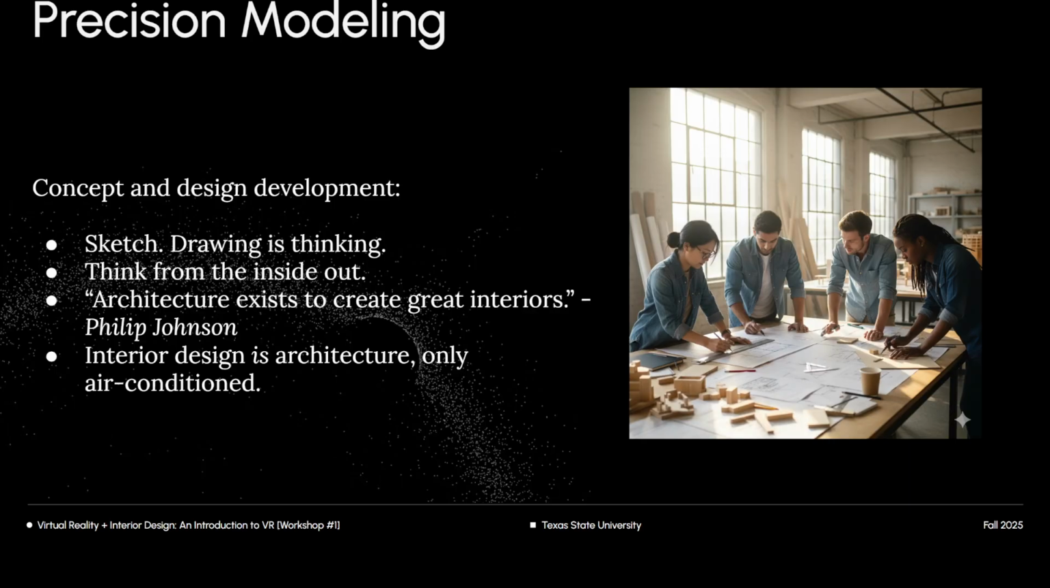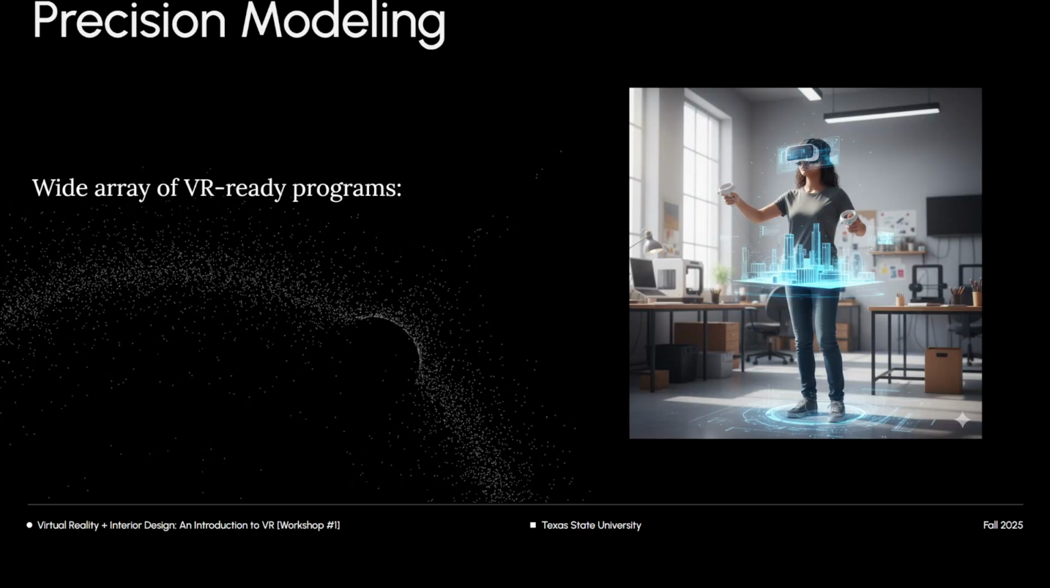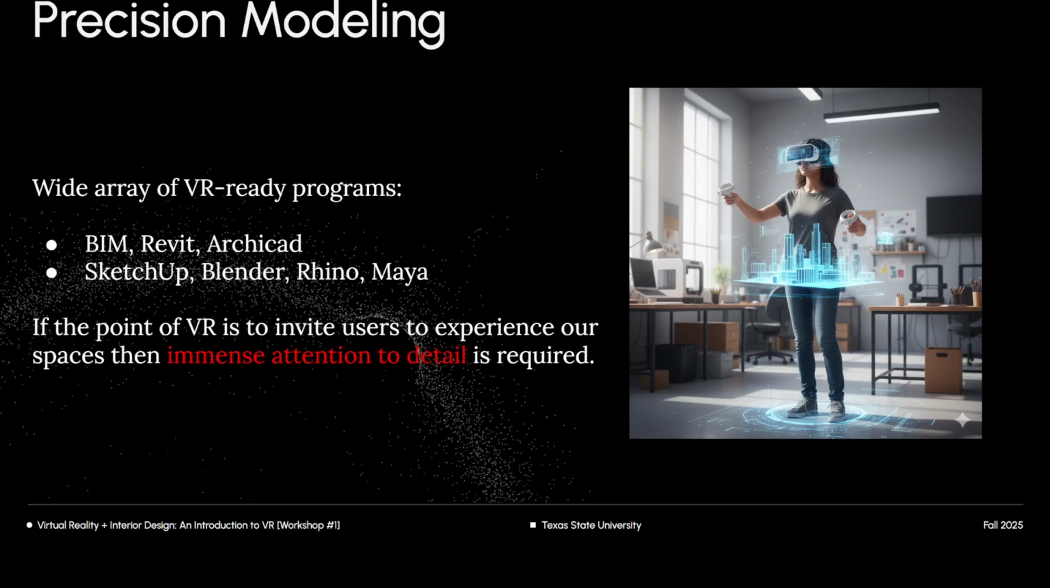It's just air conditioned. There's a wide array of VR-ready programs. So we mentioned BIM, Revit, and ArchiCAD, SketchUp, Blender, Rhino, and Maya. But if the point of VR is to invite users to experience our spaces, then immense attention to detail is required. So when we're doing our precision modeling, users are going to be able to zoom in and walk up to everything. So our materials need to be right, our assets. These places need to feel not just alive in how we design them, but lived in as how we set them up in modeling.